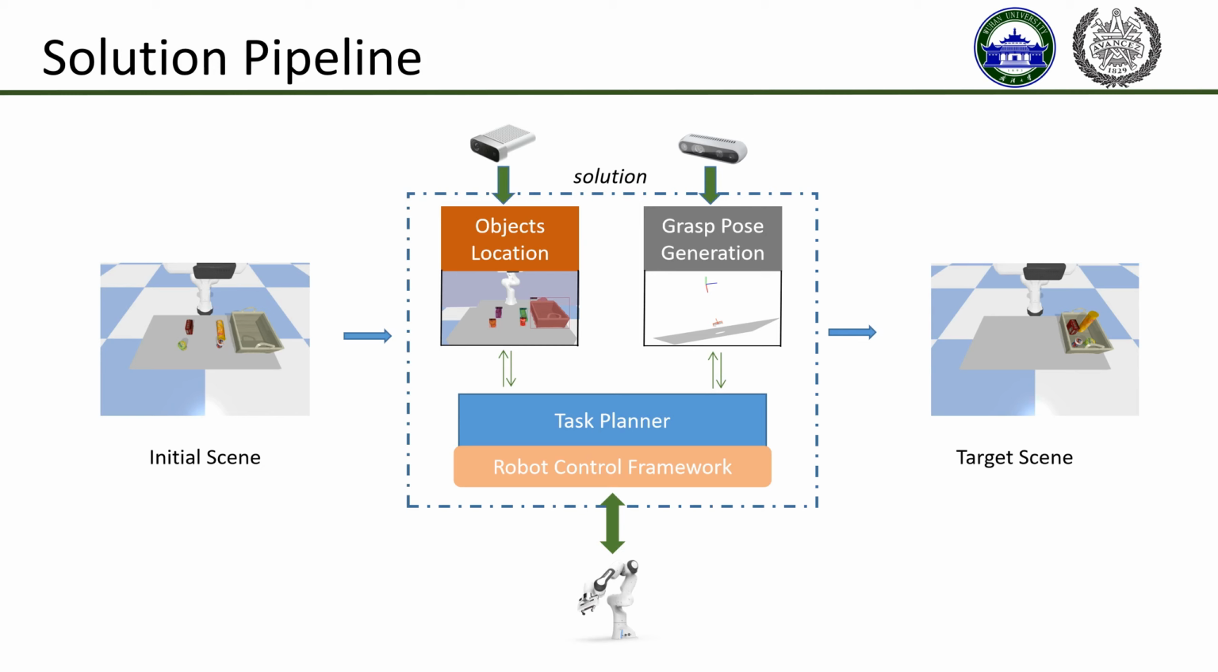This flowchart shows our solution's pipeline. The Kinect camera is responsible for object location, and the RealSense camera is responsible for grasp pose generation. Each rectangle represents a ROS node running independently. Task Planner node will call the object location node and grasp pose generation node to get the required response, and control the Panda arm to execute the table organization task through our robot control framework.